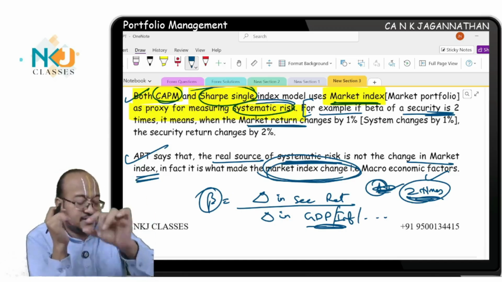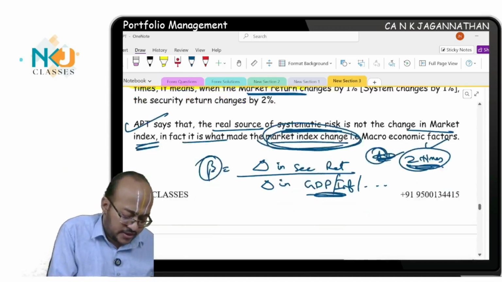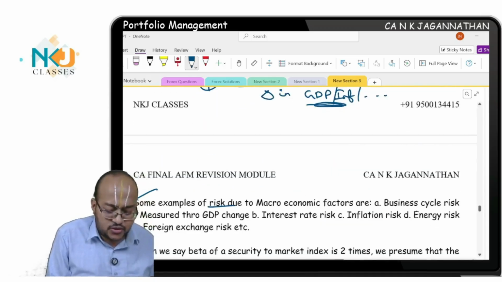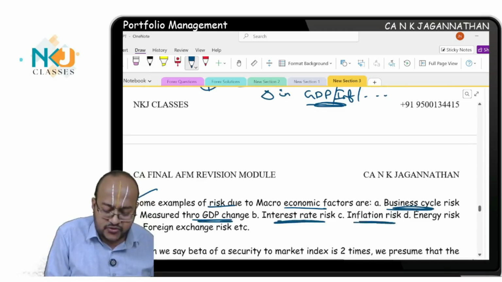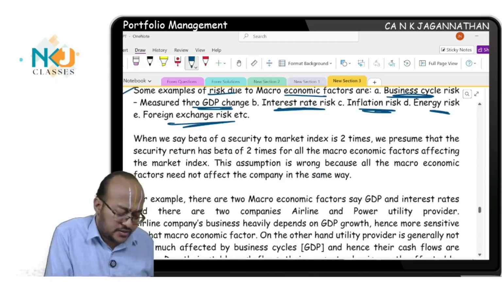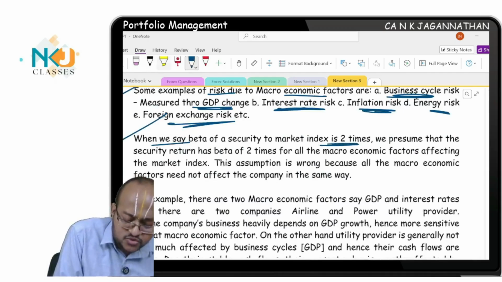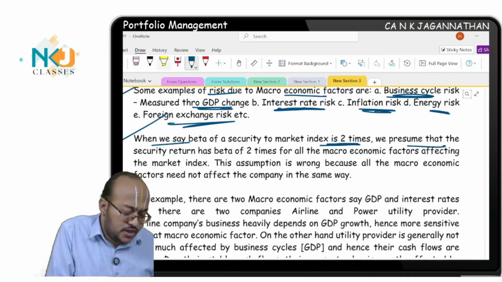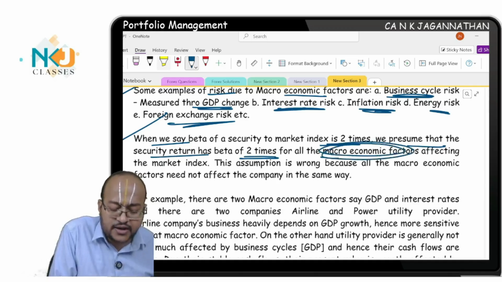Are you all understanding? That's what I have given in notes. Some examples of risk due to macroeconomic factors: business cycle risk measured through GDP change, interest rate risk, inflation risk, energy risk, foreign exchange risk. All these are different macroeconomic factors. See, this is the important observation. When we say beta of a security to the market index is 2 times, we presume that the security return is beta of 2 times for all the macroeconomic factors.